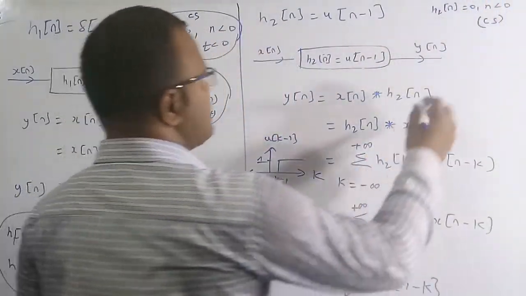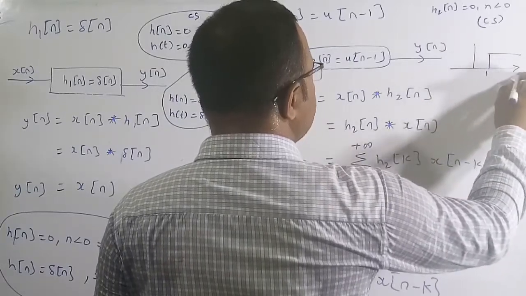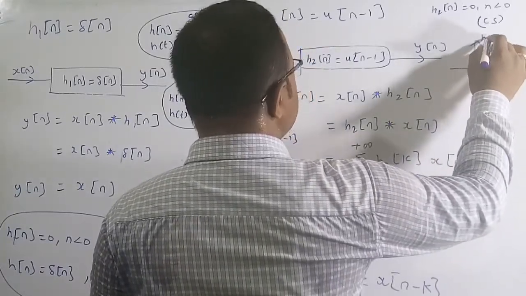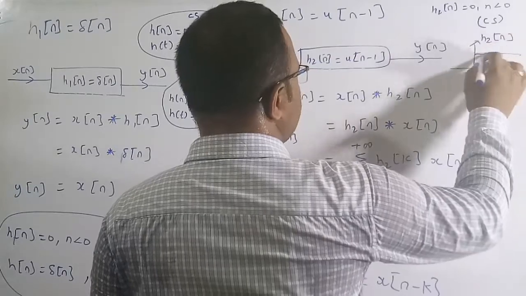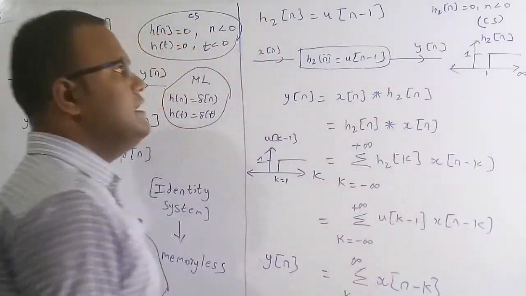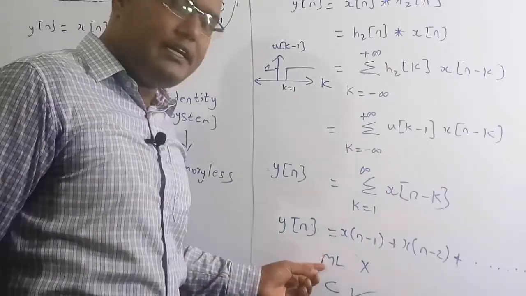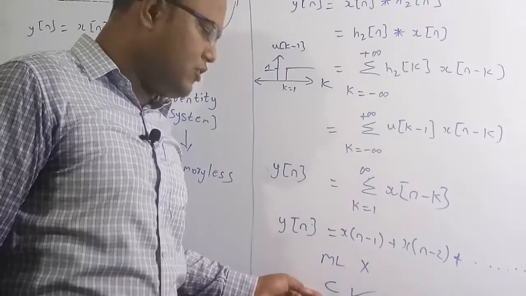Yes, because this function is defined. So for n from 1 to infinity only, this function h2 of n is defined, so its value is 1. But at n less than 0 its value is 0. So we can conclude that this system is a causal system. Finally, this system is not a memoryless system and it is a causal system.